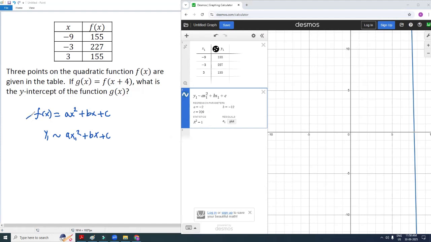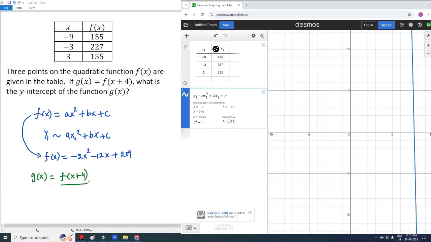Okay, now we can rewrite this quadratic function f of x as, for a, let's plug in -2, that is -2x squared, and for b we have -12, that is -12x. For c we have 209. Okay, now we got the quadratic function f of x. Now let's get the function g of x, that is g of x equals f of x plus 4. Already we got the stuff for f of x over here.